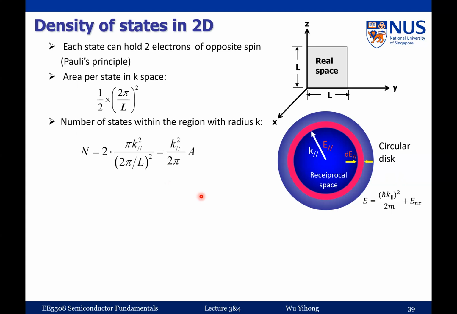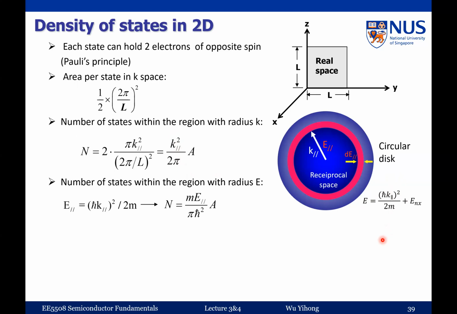Then we can convert this to energy, because we have this. We just look at a single energy level first. This is the energy, which is given by this, and then we get n as a function of E parallel.